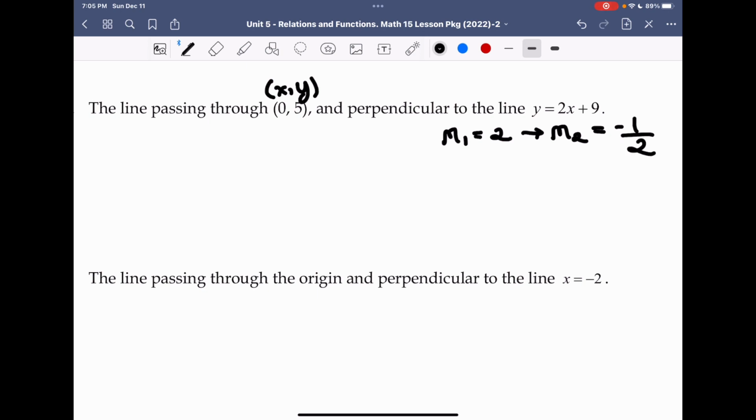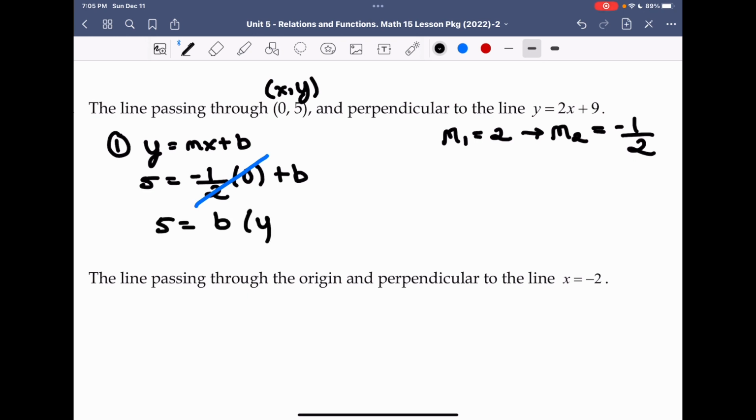So now we have to solve for our y-intercept here. We say that, first of all, y is equal to mx plus b. We have an x and y, so that's 5 is equal to m, which we found to be negative 1/2, because that's the perpendicular slope, times x, which is 0, plus b. Anything times 0 is just gone. So now we have 5 is equal to b, which is our y-intercept. Now we can piece this all together in our equation and say, for step 2, our equation for this line is y is equal to negative 1/2 x, and then our b value was positive 5.